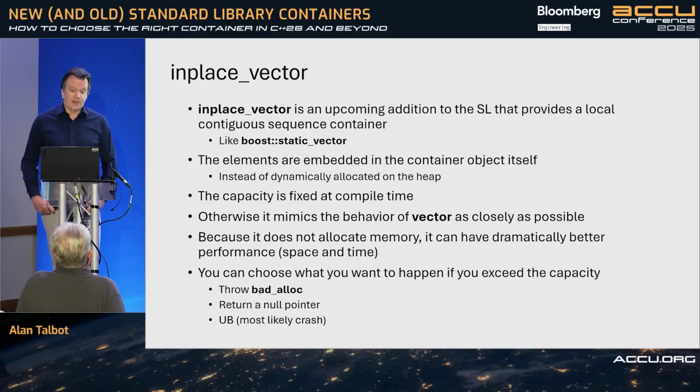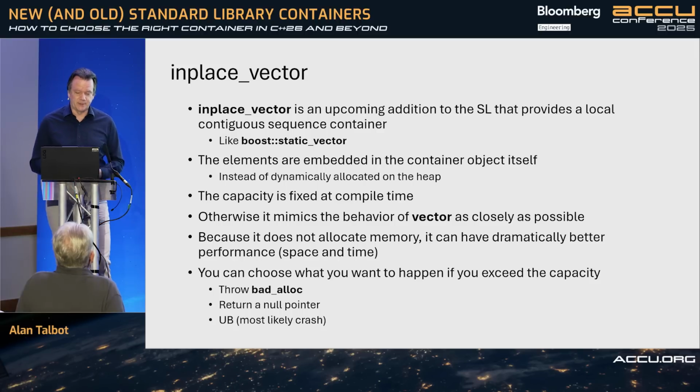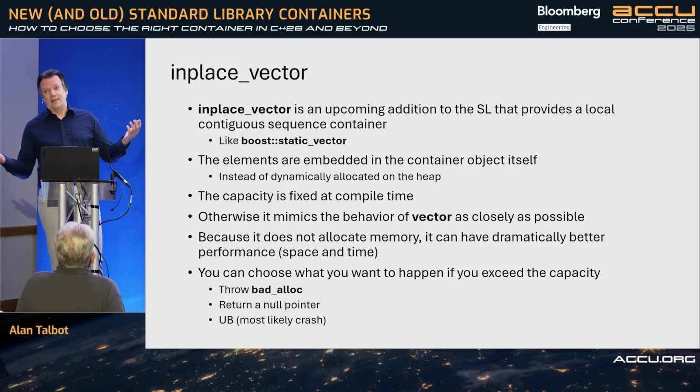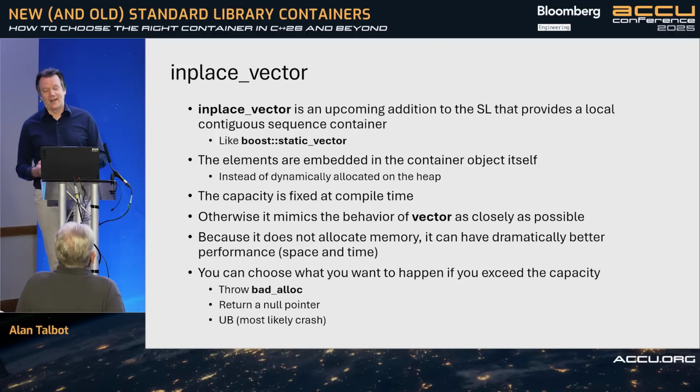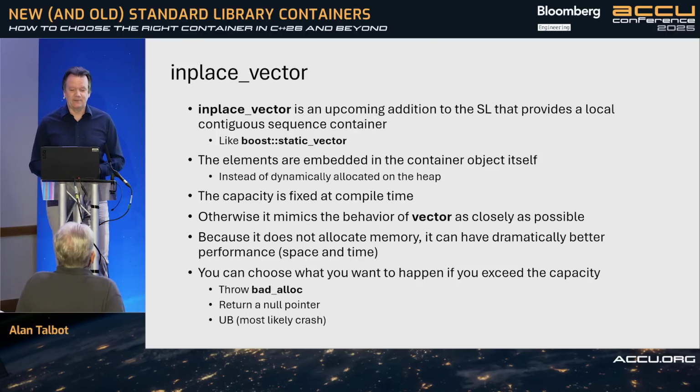So it's just like Boost static vector, if anyone's familiar with that. So the elements are embedded in the container object, also has a size. Capacity is fixed at compile time. Otherwise, it tries to be a vector as closely as possible. And because it doesn't allocate memory, all of these things we're talking about aren't a problem. It can have dramatically better performance if you can use a fixed capacity container.